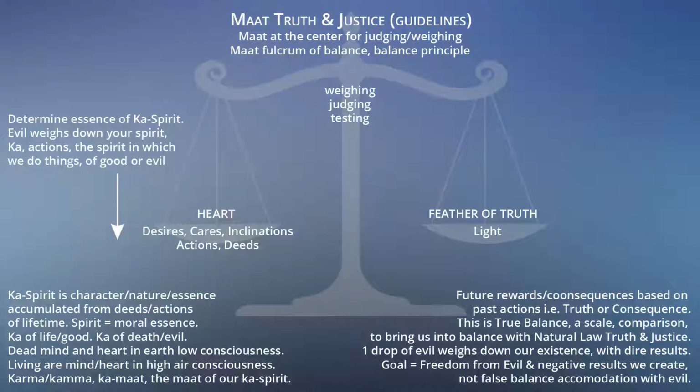So on the left side we have, so here we're weighing, judging and testing ourselves, the heart compared to the feather of truth. The heart is our desires, cares, inclinations, actions and deeds compared to the feather of truth, which is light. It's just truth. So we determine the essence of our ka, our spirit. Evil weighs down your spirit. Ka, actions, the spirit in which we do things of good or evil. So evil weighs you down, your spirit.